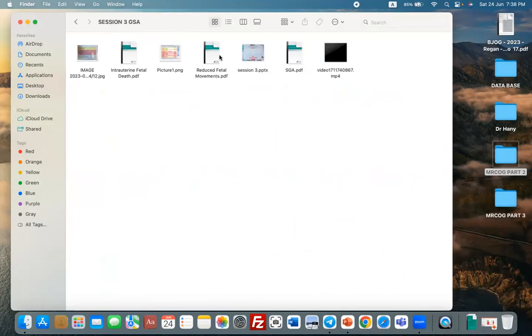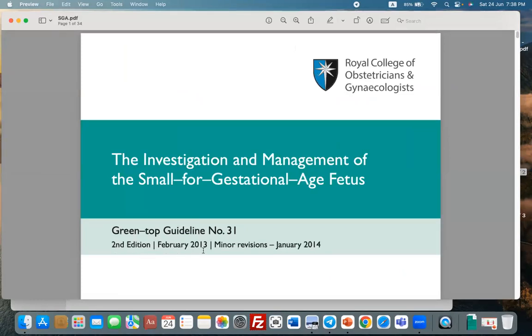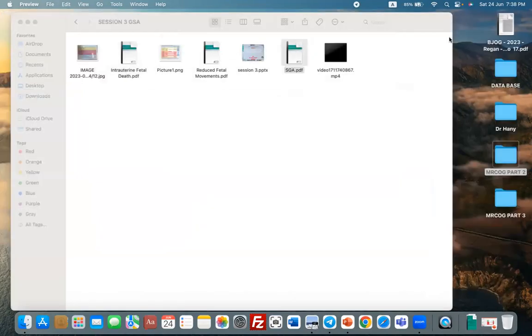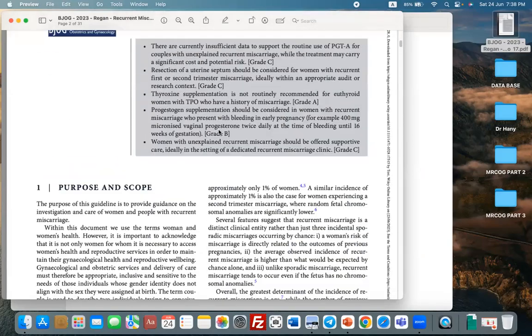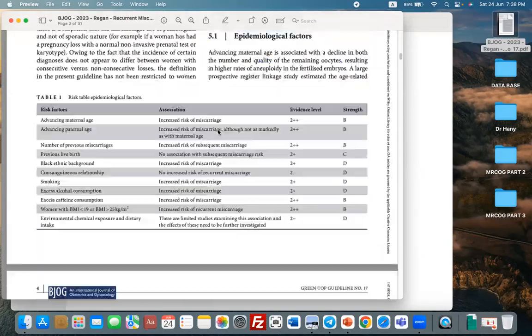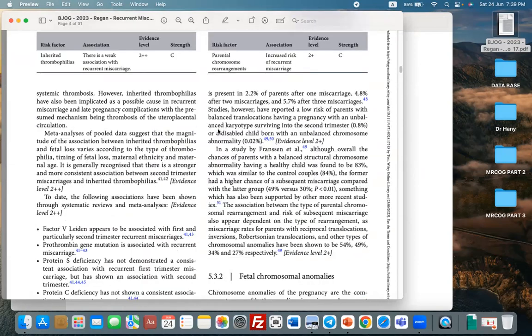You see here, the intrauterine small for gestational age. You see here, 2013, 2012, 2011. They are changing. Even they posted yesterday a new GTG about recurrent miscarriage, because the last one was from 2011. I didn't even read it. I will try to read it tomorrow after we finish the recording to see if there are any changes or not. I think there will be a lot of changes because the previous one was very deficient.